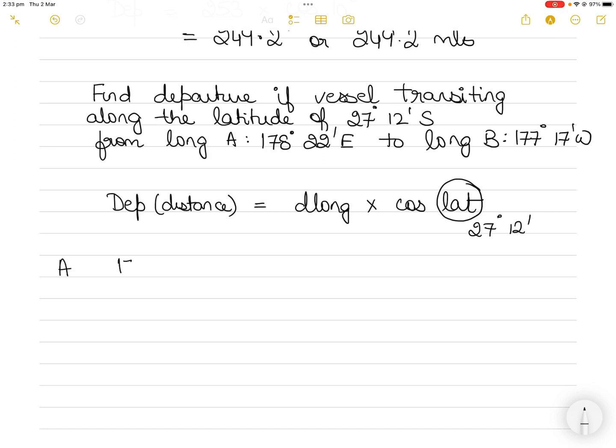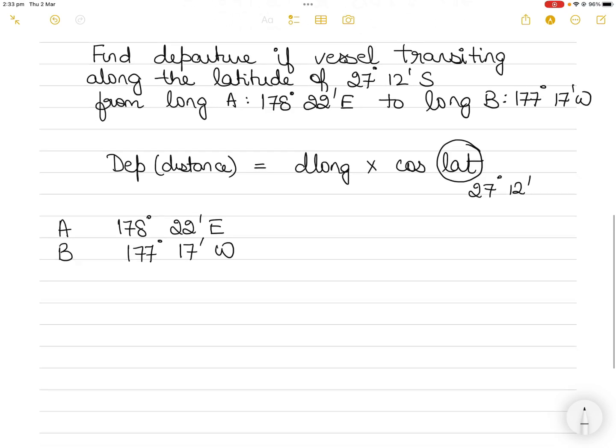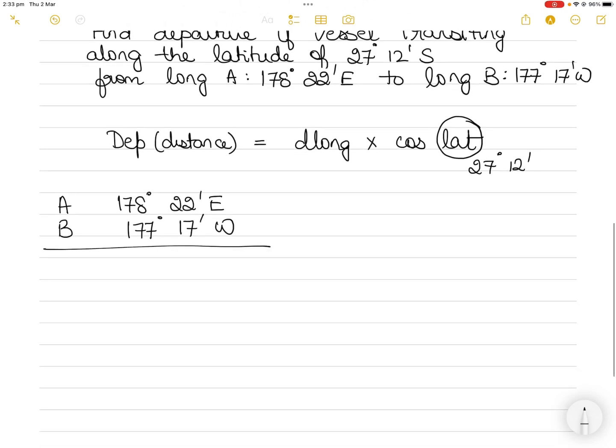So longitude A is 178 degrees 22 minutes east, and longitude B is 177 degrees 17 minutes west. Now when you're finding d long in this case, remember, opposite names add. East and west are opposite, so you will add the two. So what you get here is 39 minutes, and 178 plus 177 is 355. So we have 355 degrees, and we are going from east to west. That would mean we are going westerly.